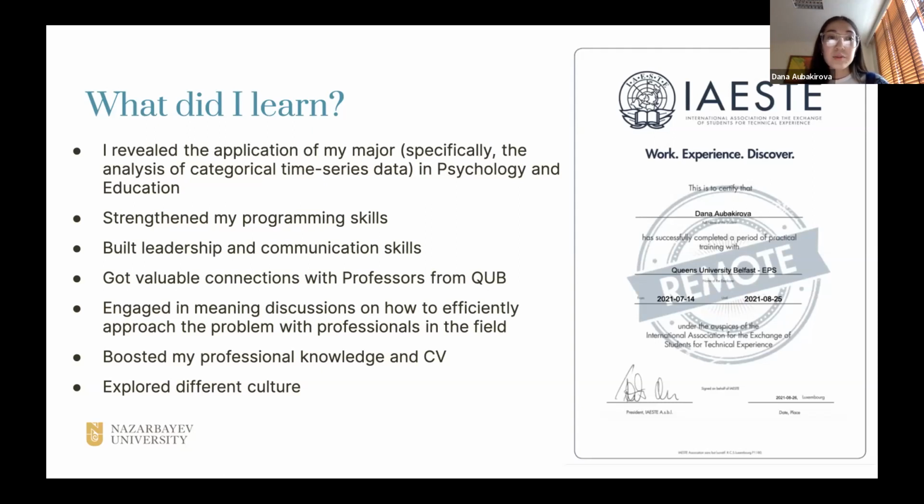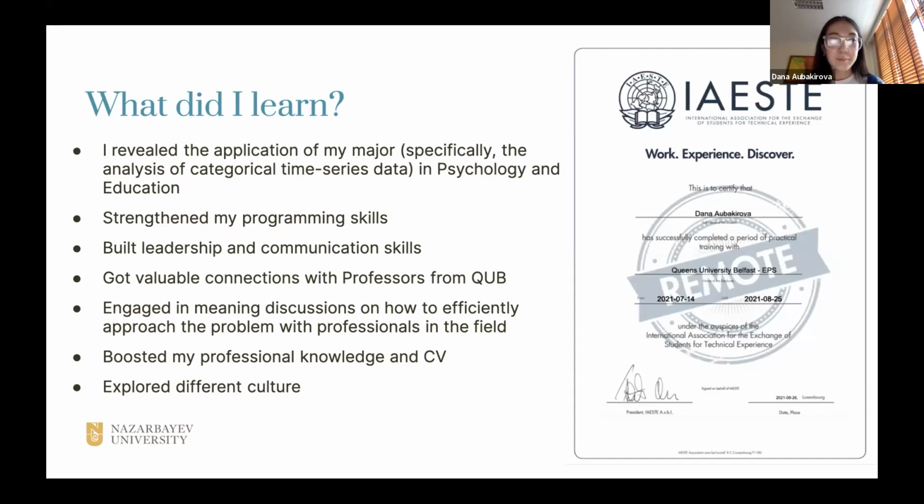And also, I strengthened my programming skills, and also leadership and communication skills, because since I was working with professionals in the field of psychology and education, I was the one responsible for the technical part of this research project. Therefore, I needed to make my own decisions and propose my own approaches to solving the problem. I built strong leadership skills, because I recognized the importance and responsibility of my being on this team.